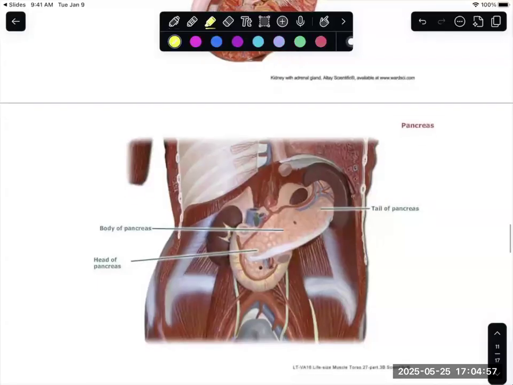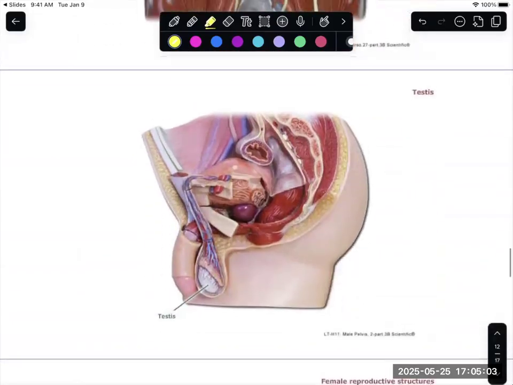Here you see the pancreas again, the different areas of the pancreas. Here we get into the testes. The testes technically secrete out testosterone. They also secrete out some other hormones, inhibin, relaxin, but they also produce sperm. So this is the main place where males are going to get their testosterone from, though.